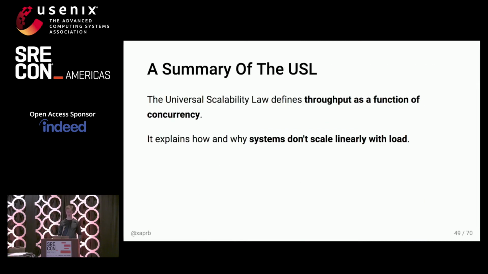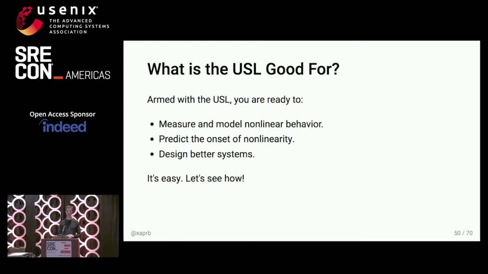So a quick summary of the USL is that, again, it's this function of throughput as a function of concurrency, and it explains why and how systems don't scale linearly. So you can put the equations out of your mind now, and we'll talk about what the USL is good for. Now that we have the USL as a model of how and why systems behave under increasing load or concurrency, we can start to measure and model in those terms. And we can predict when we're getting towards the crest of the hill and we're about to slope off towards the other side. And knowing these things, we can also design better systems. And it's actually pretty easy and fun. And it gets easier and easier as you say, I actually don't need the math.